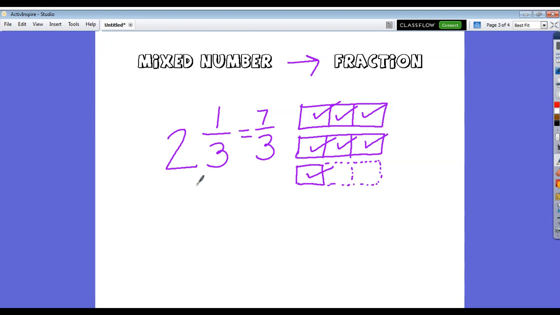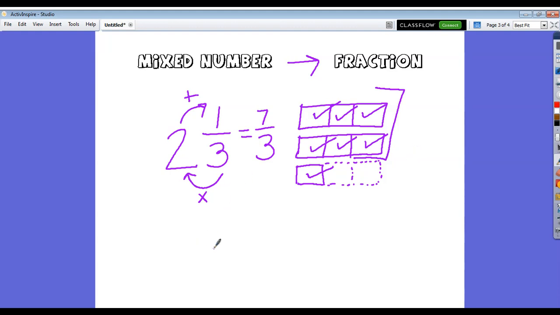Another strategy that you could use is just the algorithm. If I multiply my denominator by my whole number, 3 times 2 is going to give me 6. That is in my picture right here. I have 2 lines or 2 bars, and there's 3 pieces in each. So that's my 3 times 2. And then I would just have to add in my extra piece, and there's my extra piece here. So that is another strategy to find a fraction from a mixed number.